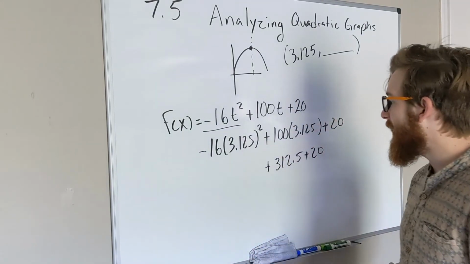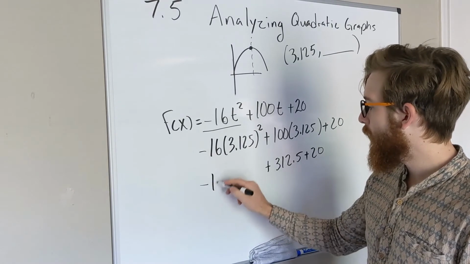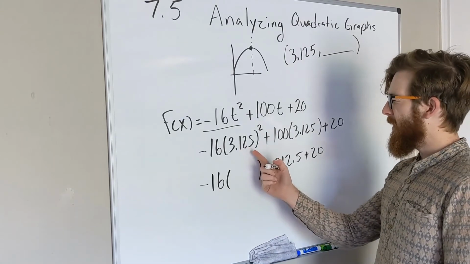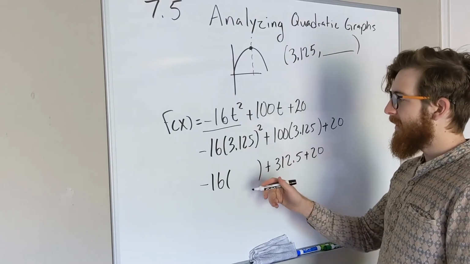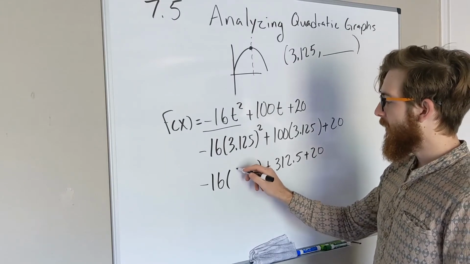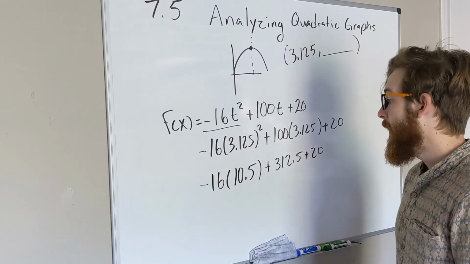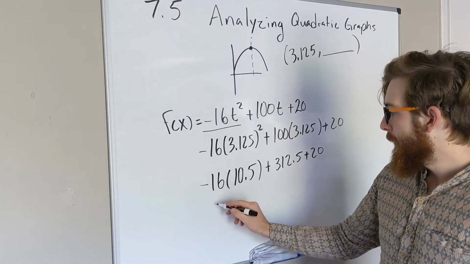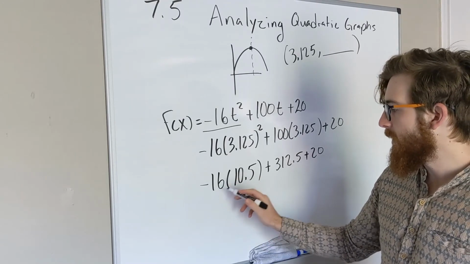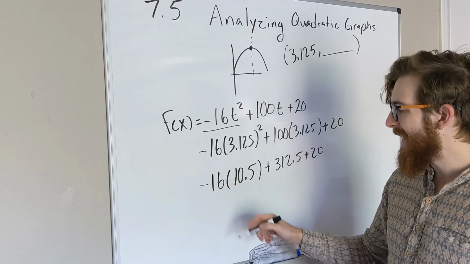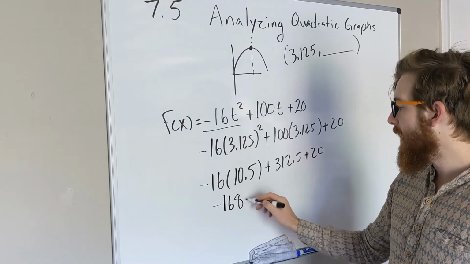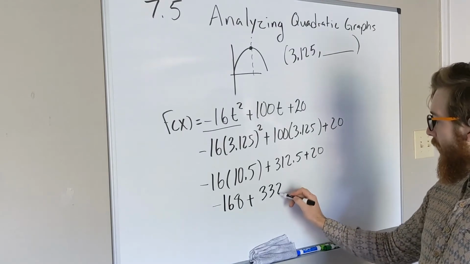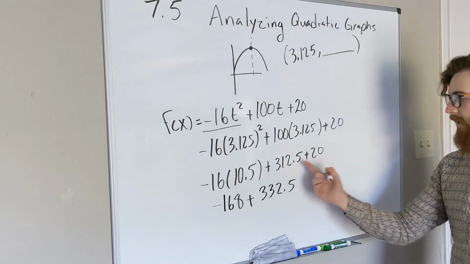Okay, the book did it a slightly different way than me, so I'm going to have to really quickly do some math in my head. I'm going to say 3 times 3 is 9. I'm going to say that this is roughly 10.5, and we'll go with that. Okay, so now I need to multiply these two things together. Well, 10 times 16 is 160. 0.5 times 16 is 8. So that's negative 168 plus 332.5. Right, I just added these two together.